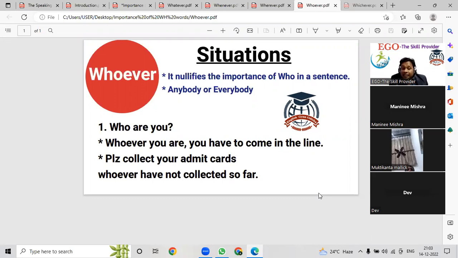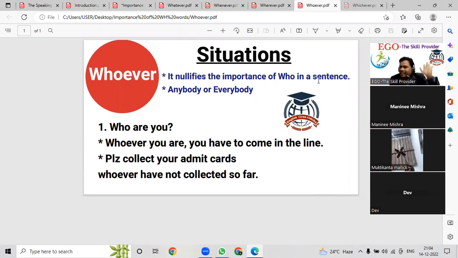Whoever you are means, whenever I say "who are you", I want to identify you. But with "whoever you are", I don't want to identify you, just come in line. Are you getting my point? When I say "who are you, sir?" and you say "I am the son of that person, I am your friend's brother", it is because I want to identify you. But with whoever, I don't need to identify you. That's why it nullifies the importance of "who" in a sentence. Nullify means completely zero, it makes the significance zero. Okay, whoever you are, you have to come in the line.